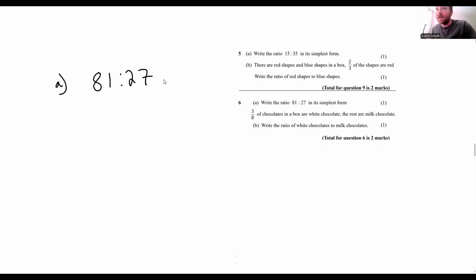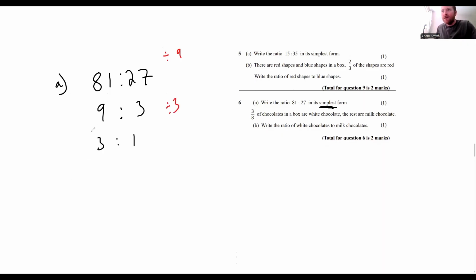But also they're both in the 27 times table. But I'm just going to assume that people can only spot that this is 9s. So if I divide this by 9, this becomes 3. If I divide this by 9, it becomes 9. But it says write it in its simplest form. We have simplified, but it's not simplest form. So let's divide this by 3 again. So this becomes 3 and this becomes 1.